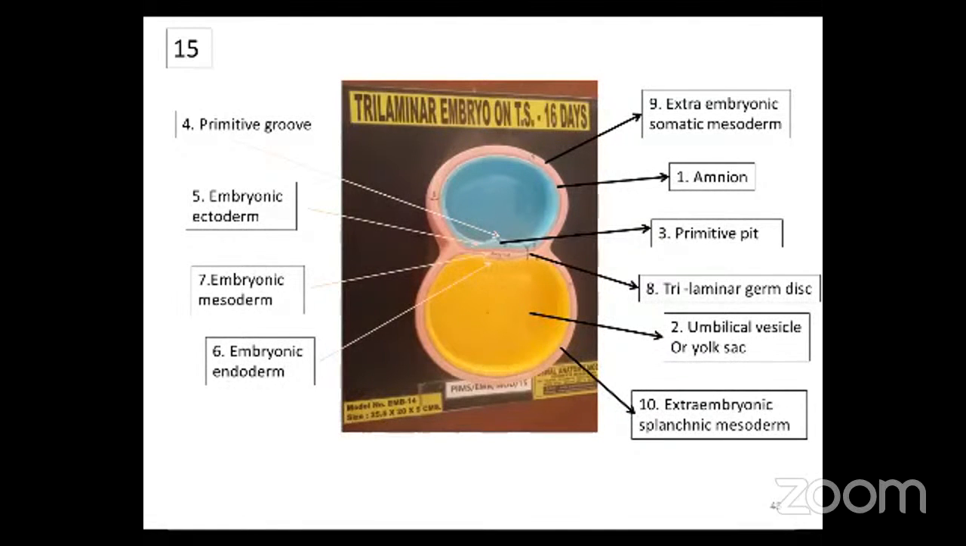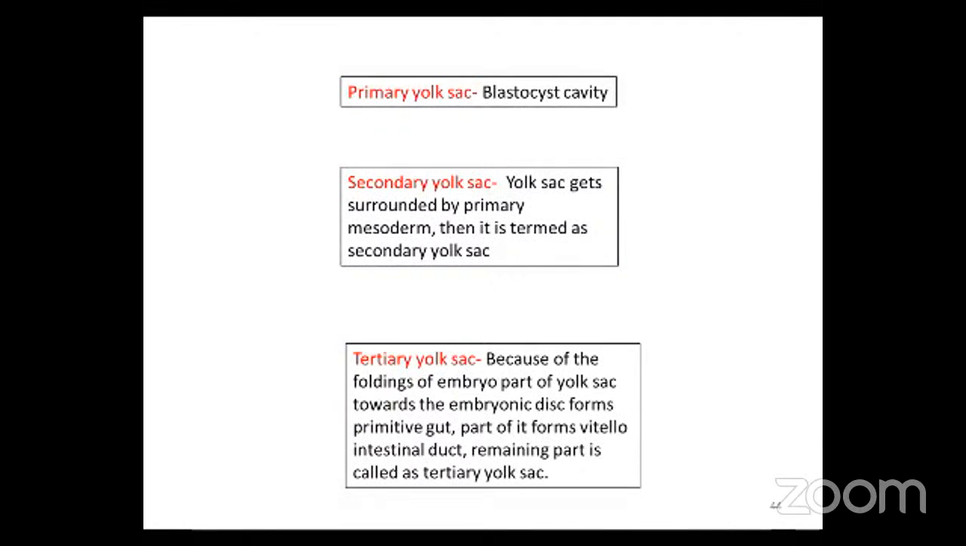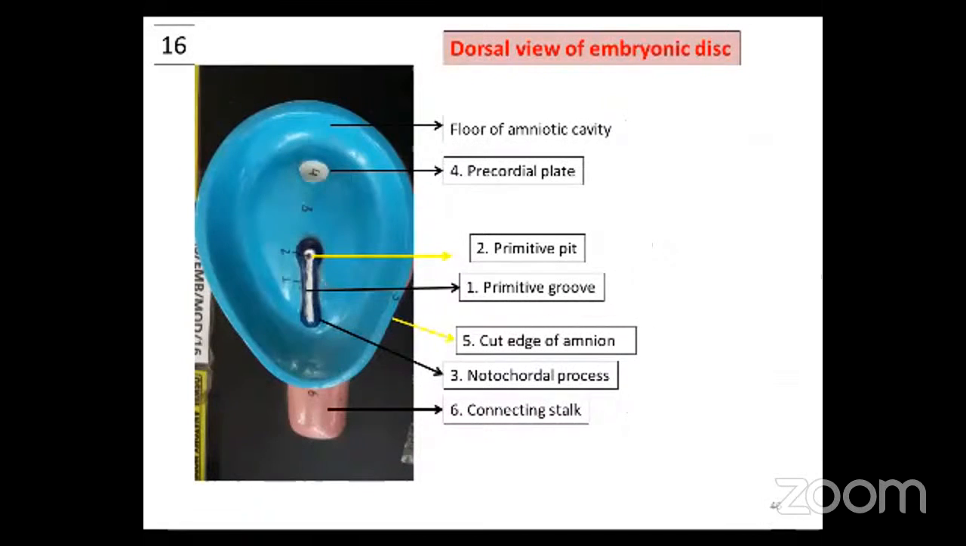Okay, so this is embryonic endoderm, mesoderm, and ectoderm also you can see. This also we have just seen. Floor of the amniotic cavity, white color structure is the precordal plate. Then primitive pit is there, primitive groove is there, which is shown by the white color structures. Black color is notochordal process and cut edge of the amnion and connecting stalk. Okay.